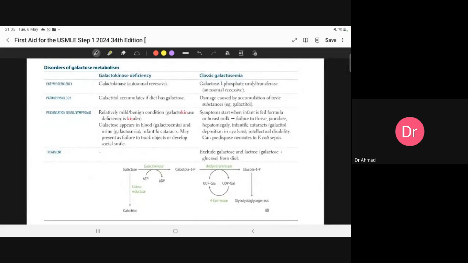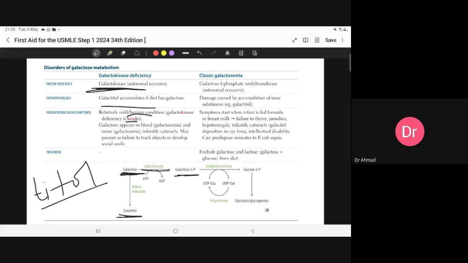For galactose metabolism, you should keep in mind that if your kinase is deficient, it's a benign disease. One thing here you have to note is that galactose is basically converted into galactose 1 phosphate by the enzyme galactokinase, and if it's deficient, it does not lead to a problem. Why? Because this galactose is then converted into galactitol, and whatever ends with -itol, you have to remember, can lead to cataract.